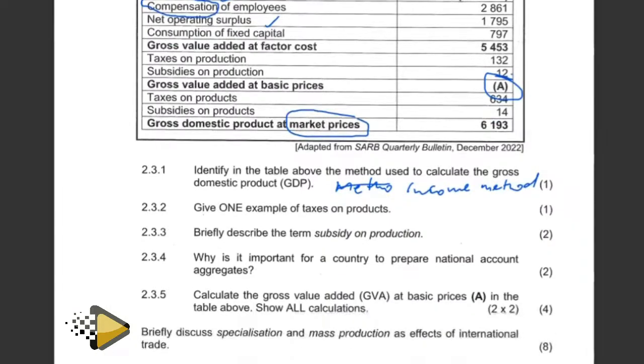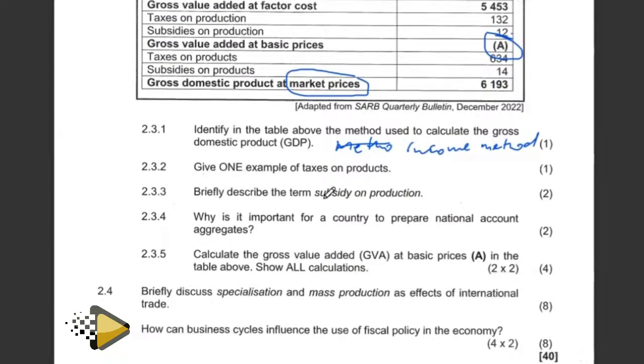Okay, right. Now let's move on to 2.3.2, which reads as follows: give one example of taxes on product. If we check taxes on products, we are going to have the likes of value added tax. We are also going to have import duties, and we are also going to have tax on exports.